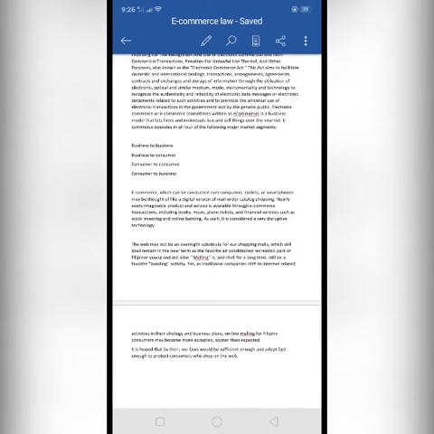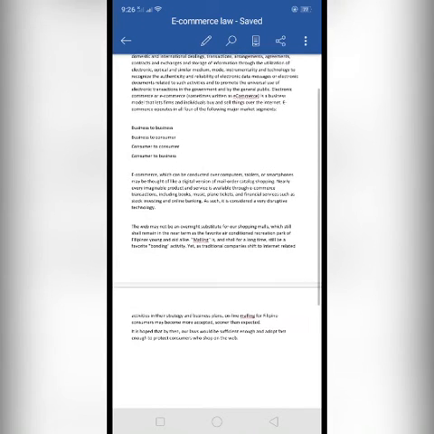This may not be an overnight substitute for our shopping malls, which still shall remain in the near term as the favorite air-conditioned recreation park of Filipinos young and old alike. Malling is, and shall for a long time, still be a favorite bonding activity. Yet, as traditional companies shift to internet-related activities in their strategy and business plans, online malling for Filipino consumers may become more accepted sooner than expected. It is hoped that, by then, our laws would be sufficient enough and adapt fast enough to protect consumers who shop on the web.